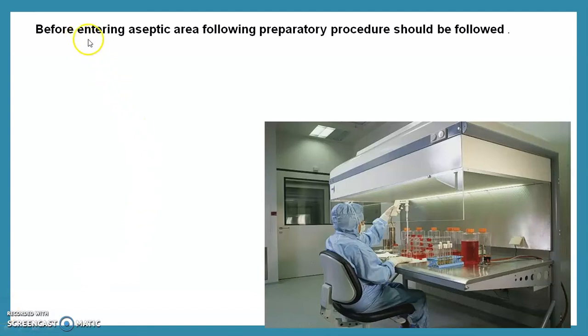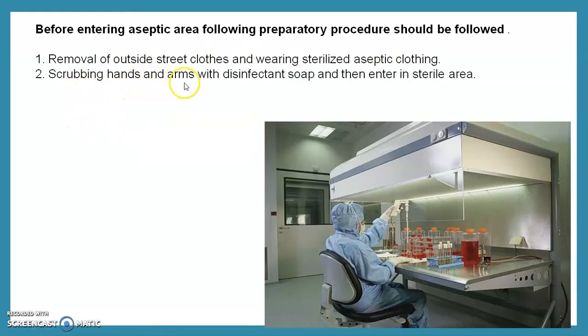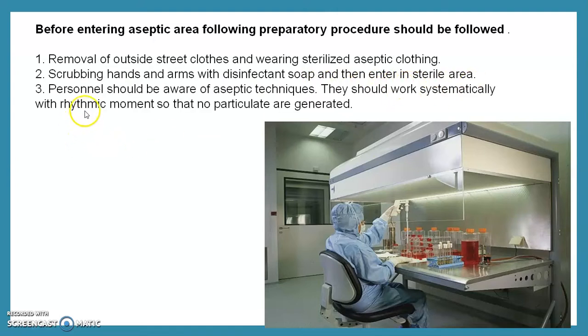Before entering the aseptic area, the following preparations and procedures should be followed. Removal of outside street clothes and wearing sterilized aseptic clothing. Scrubbing the hands and arms with disinfectant soap, and then entering the sterile area. Personnel should be aware of aseptic techniques. They should work systematically with rhythmic movement so that no particulates are generated. These are the precautions that should be followed while entering the aseptic area.